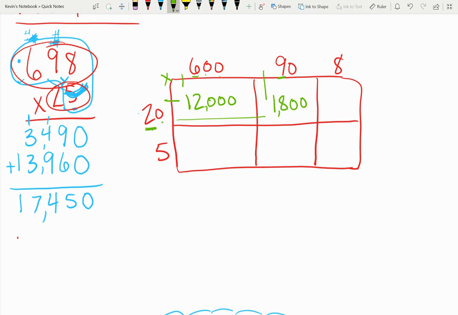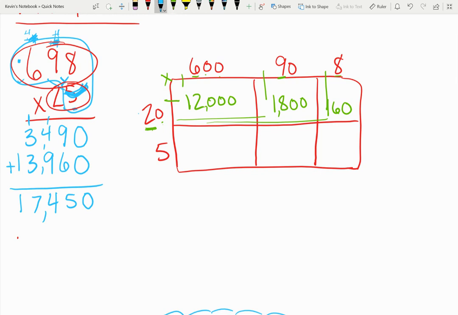Then we're going to go down to our last one. We're going to multiply 20 times 8. And again, our basic fact is 2 times 8, 16. And then add the 0. Okay. Now, what we're going to do next is do our bottom partial products.